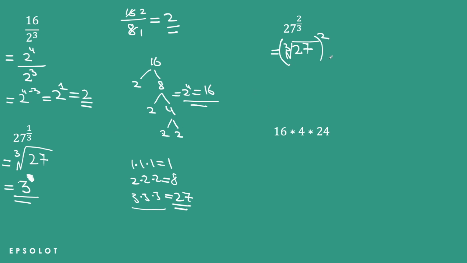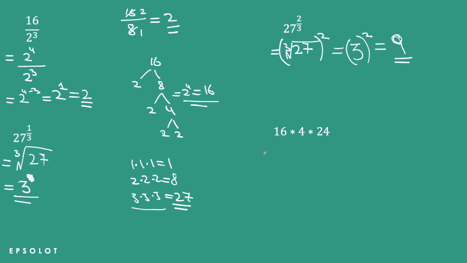So we have already solved the cube root of 27. We know that it is 3, but now we need to raise it to the power of 2 because we have 2/3. So we know that 3 times 3 is 9. There we go. So essentially that is the difference between 27 being raised to 2/3 or 27 being raised to 1/3.